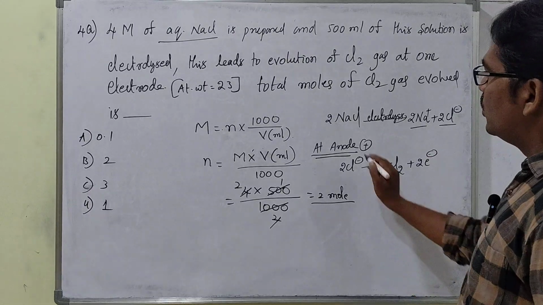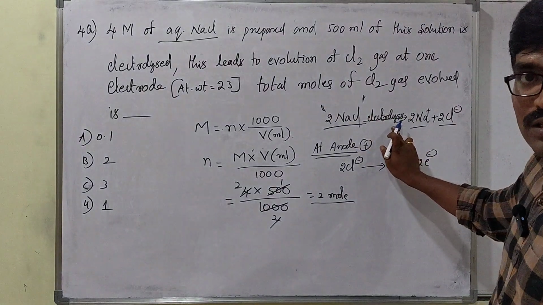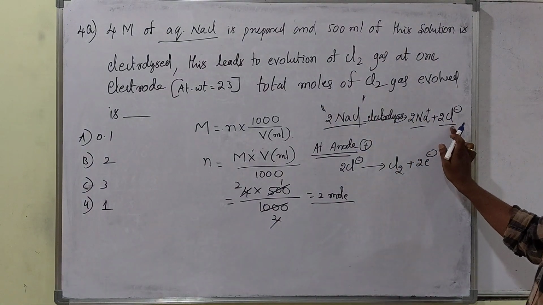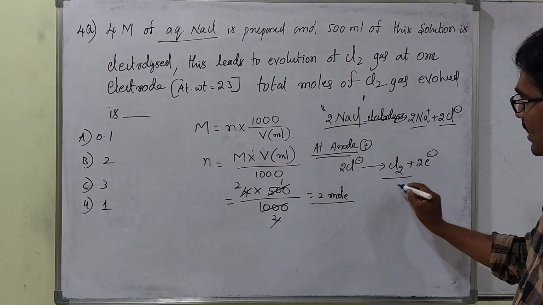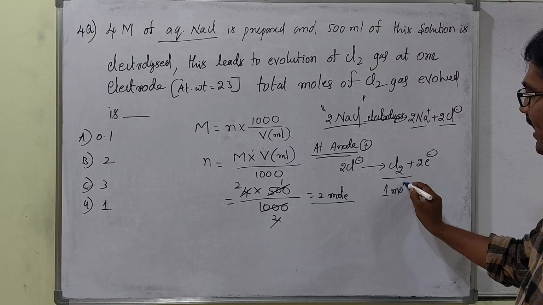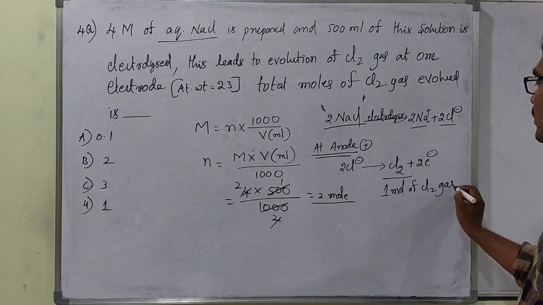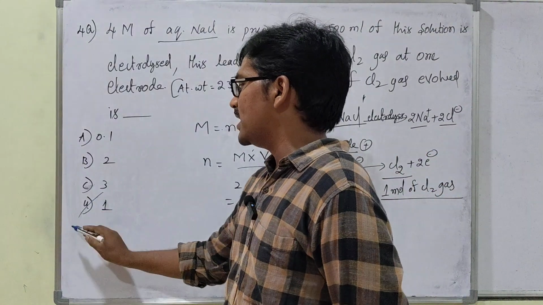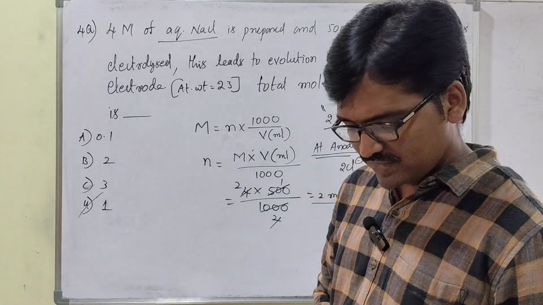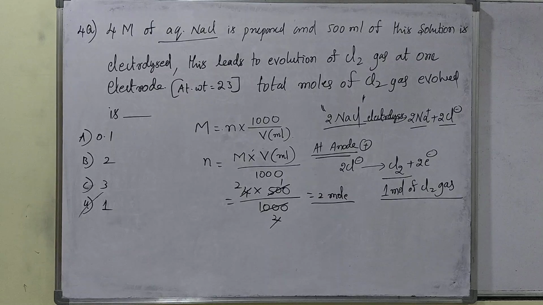So look at 2 moles of sodium chloride involved in the electrolysis. Then you get 2 Cl minus ions. The 2 Cl minus ions liberate 1 mole of chlorine gas, 1 mole of Cl2 gas. So that's, my dear students, the answer: 1 mole. The 4th option is the correct answer. Understand? The next question we'll do, so note it.